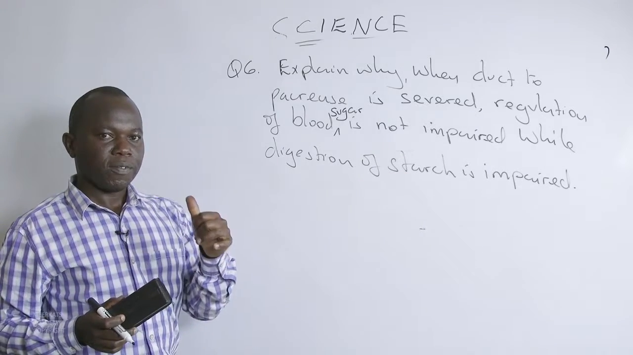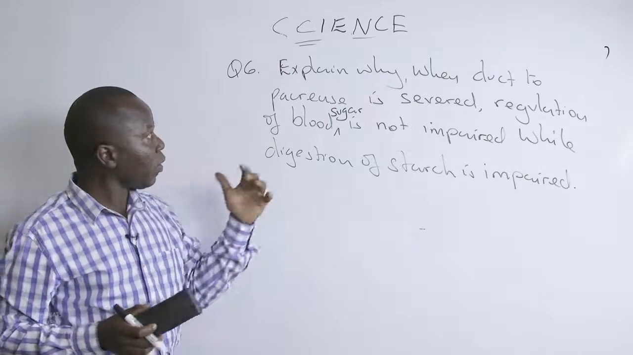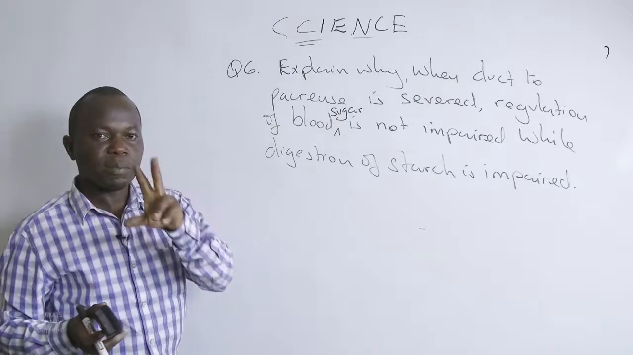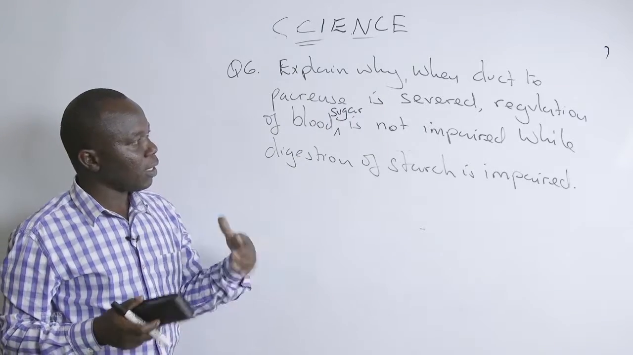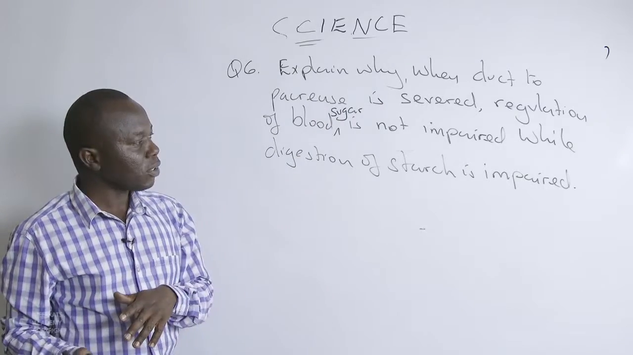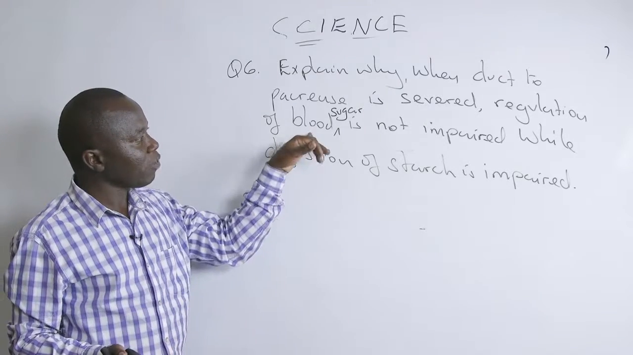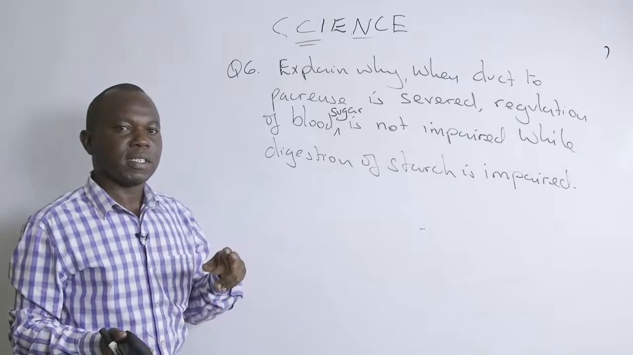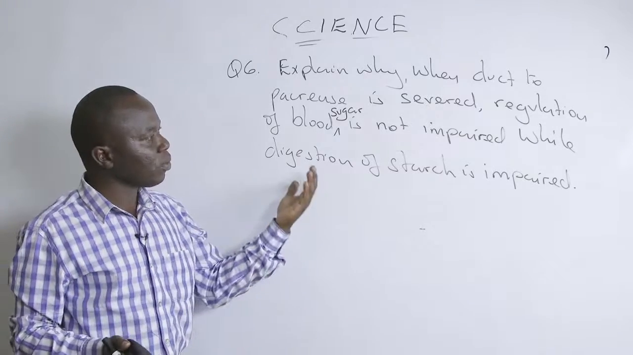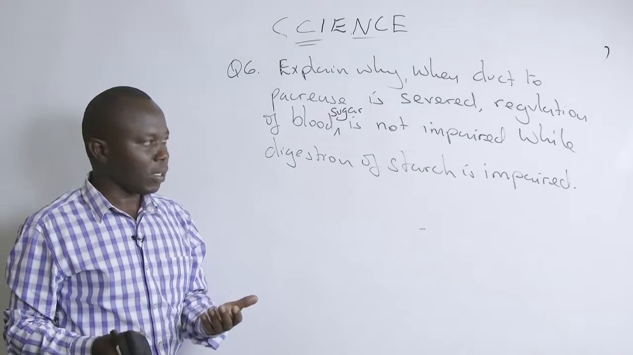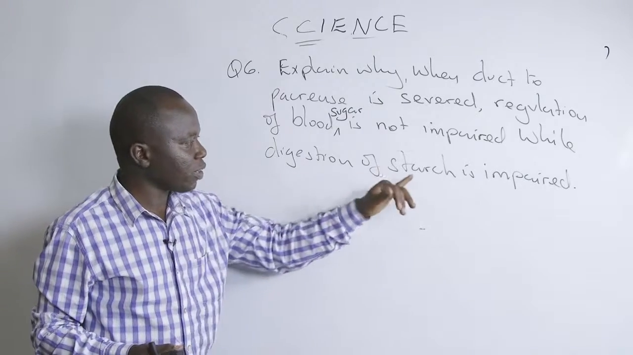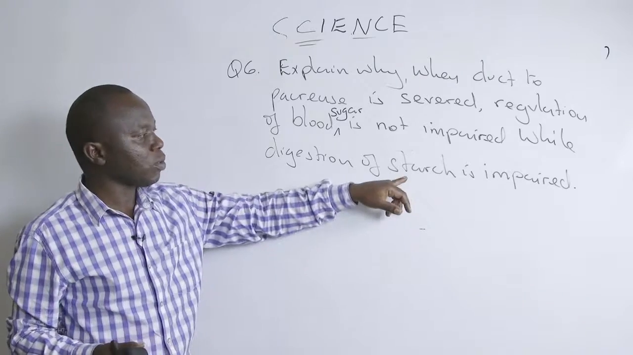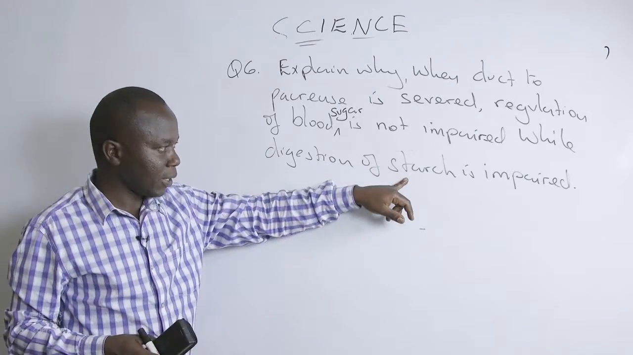Now, for us to get that answer, we go back to our question number 5. We have said the pancreas performs 2 roles, dual organ: regulation of blood sugar and also digestion. Regulation of blood sugar is under the influence of hormones. You can name the hormones glucagon and insulin. Digestion of starch starts from the mouth and continues in the duodenum due to pancreatic amylase.